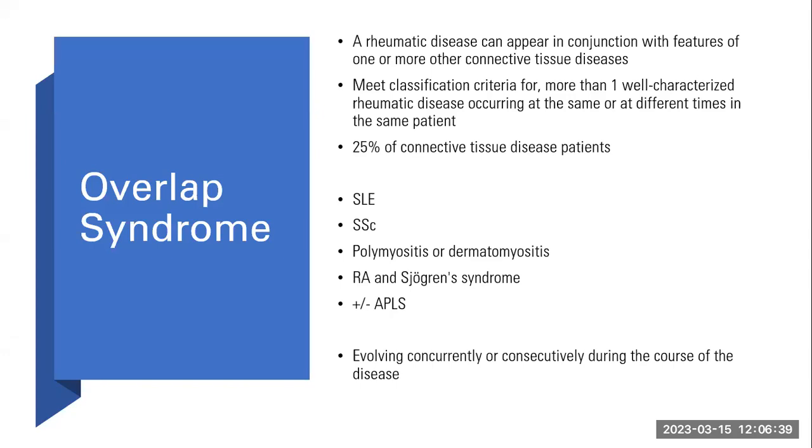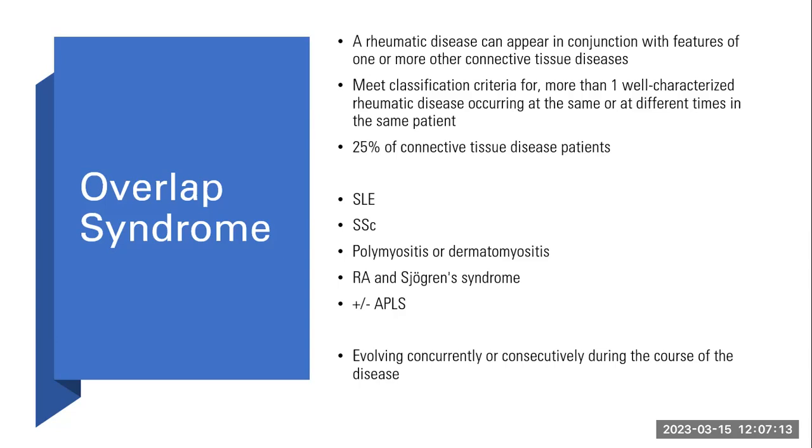Usually, when a patient comes with one rheumatological disease, that's easy to diagnose. But when a patient comes with symptoms and features of more than one rheumatological disease, like rheumatoid arthritis and SLE, they meet the classification for more than one disease, which could occur at the same time or at different points of time in the same patient. So this comprises about 25% of connective tissue disease patients.